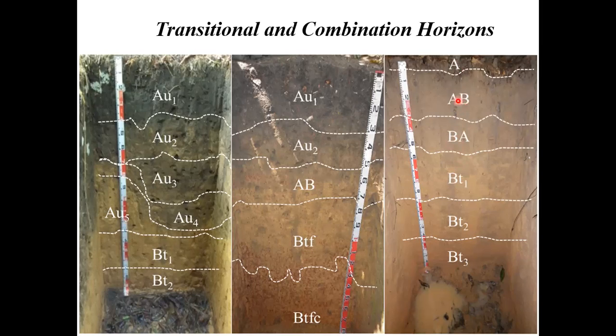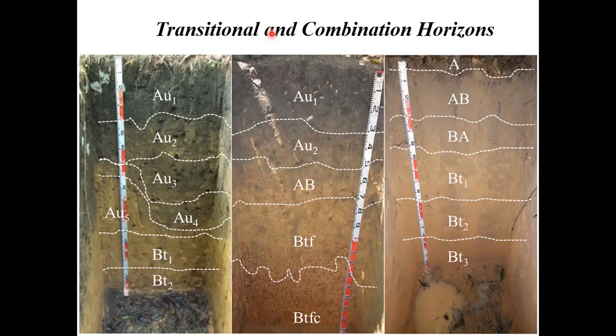In the AB layer, A characteristics are dominant and B are minor. Slowly, if you move down, B characters are dominant and A has minor characteristics. If you go further down, you can see different layers. What is the small letter in BT1? There is a particular meaning for the small letters T1, T2, T3, which we will discuss in the coming lectures, along with BTFC and the rest. This is the best example for understanding transitional and combination layers.